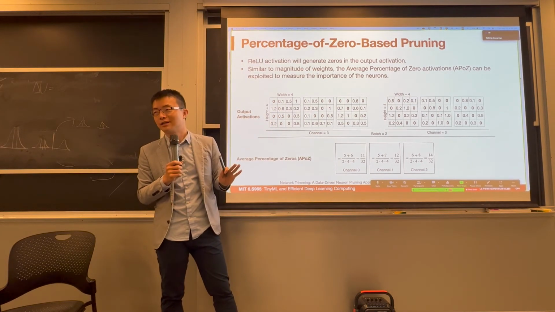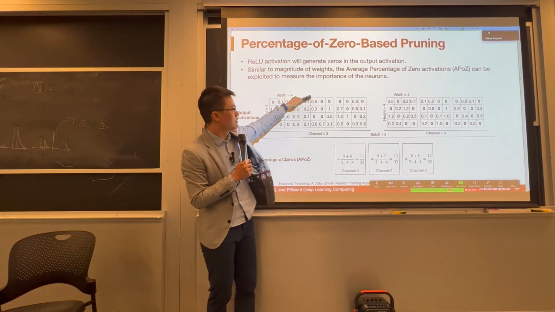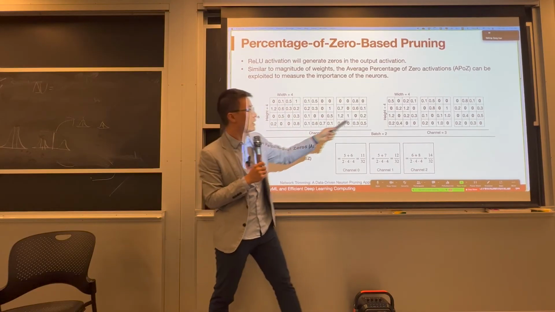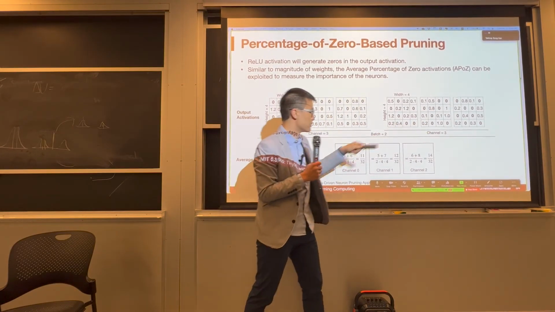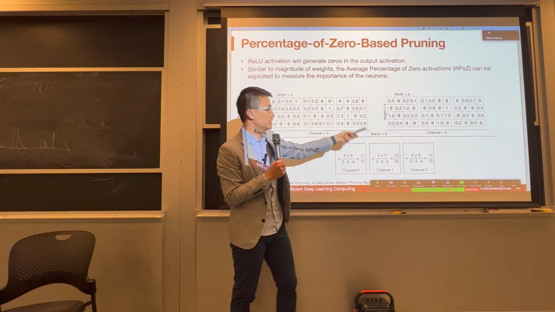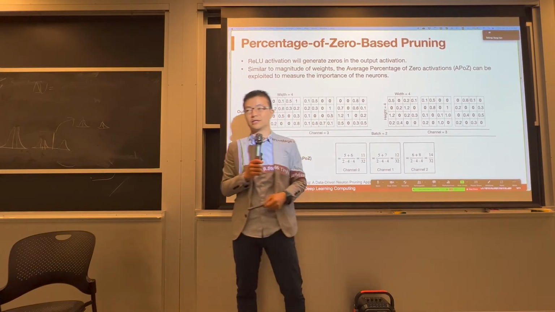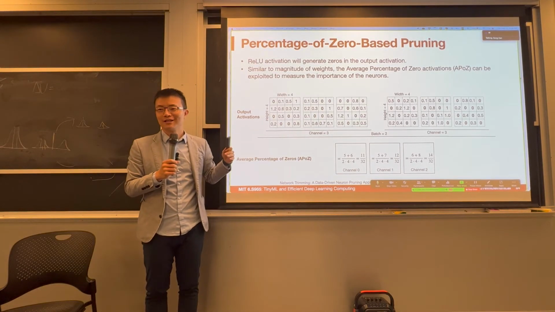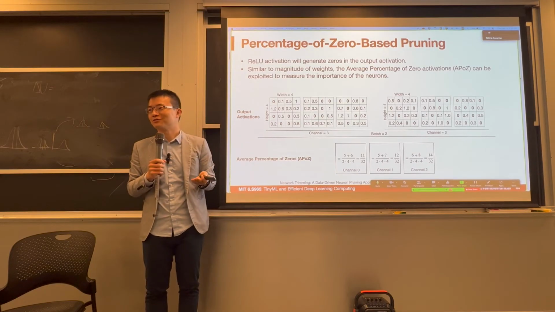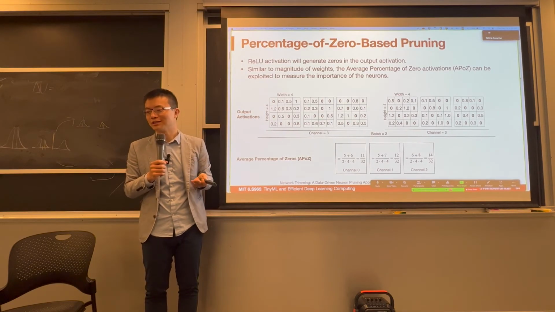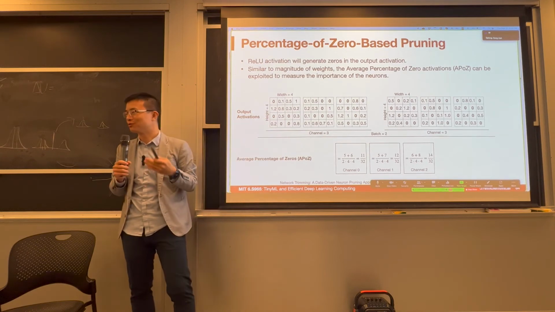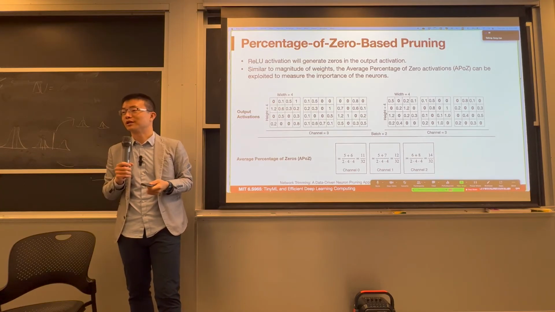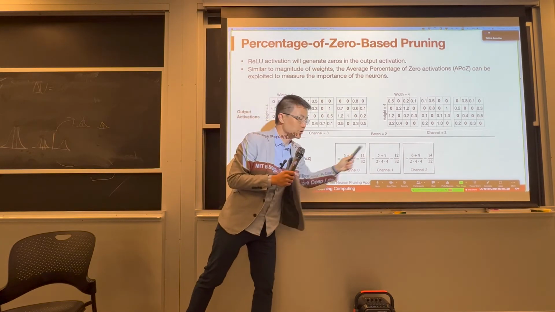Similarly, we can calculate the percentage of zeros in the second channel: 5 zeros plus 7 zeros, so 12 over 32. For the third channel, adding them together, it will be 14 over 32. I use this very intuitive illustration rather than a single line of code or math equation, because I try to visualize it to give you more intuition for what percentage-of-zero based pruning is. So this is the ratio for each channel.